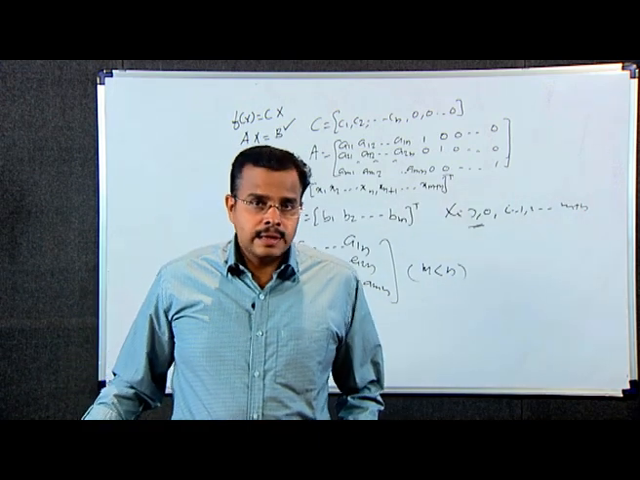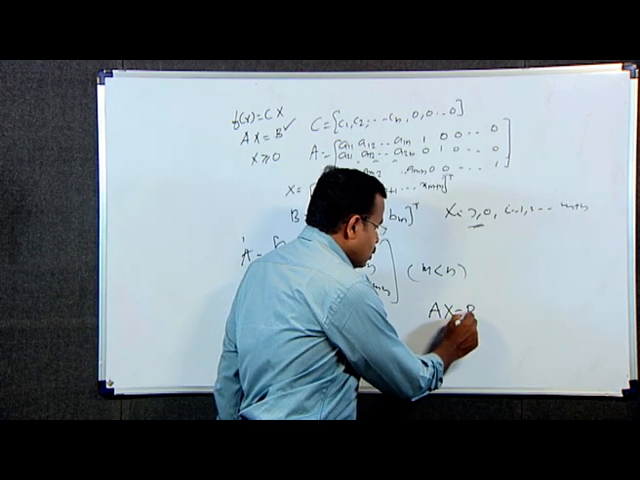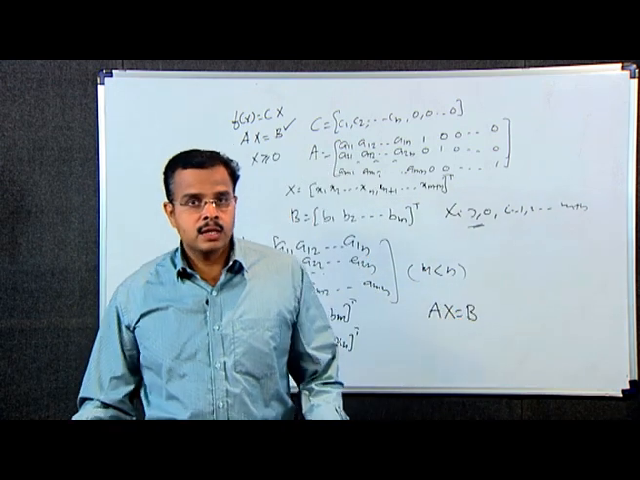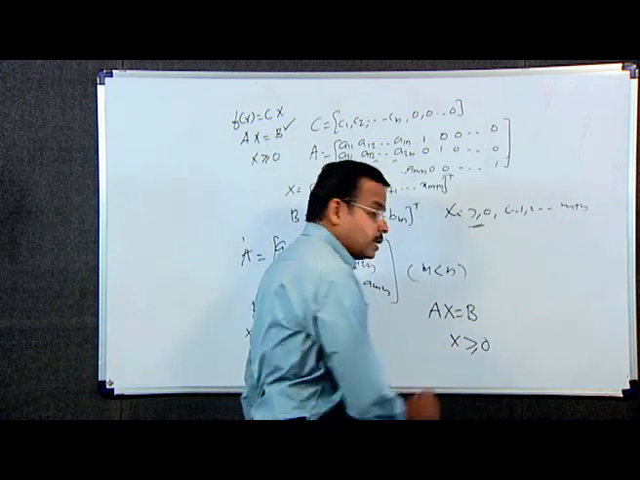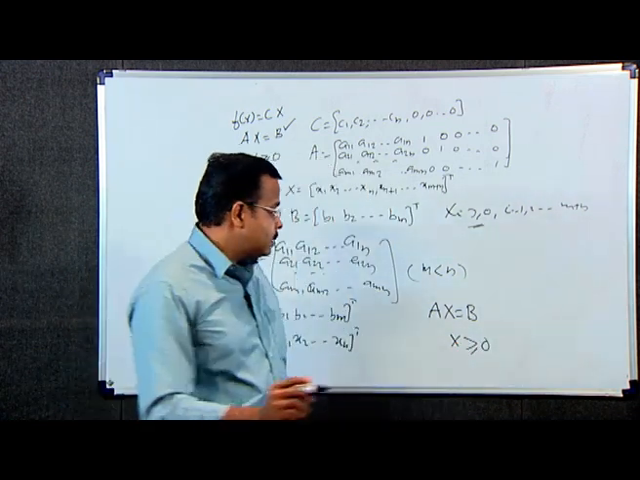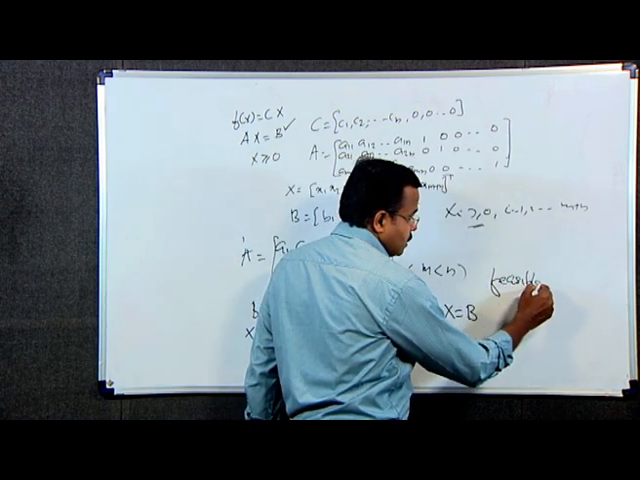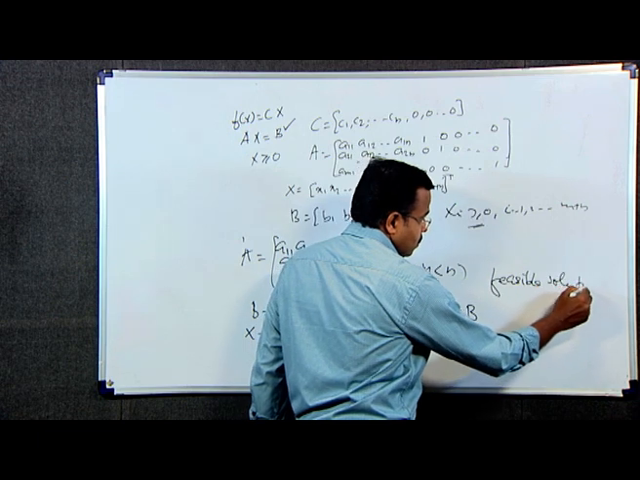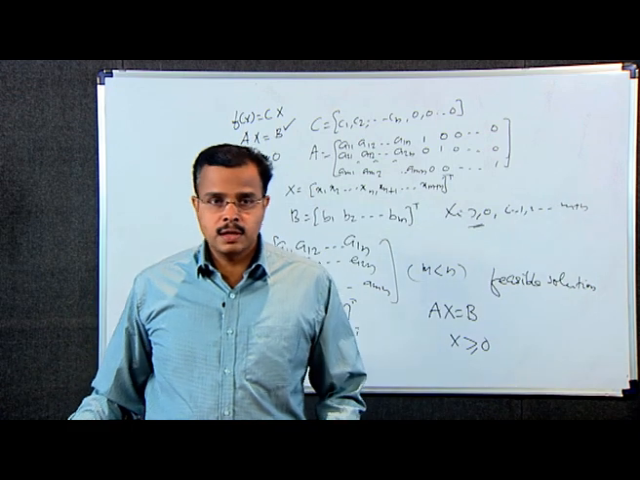A vector x satisfying the equation Ax = b for x greater than or equal to 0 is called a feasible solution of this system.